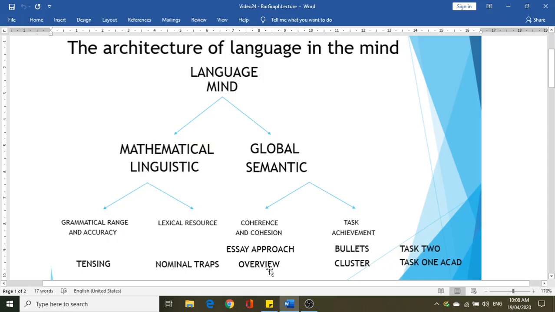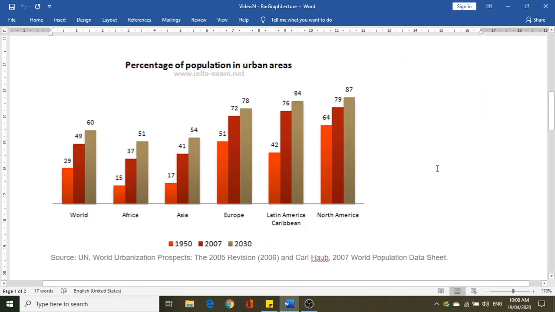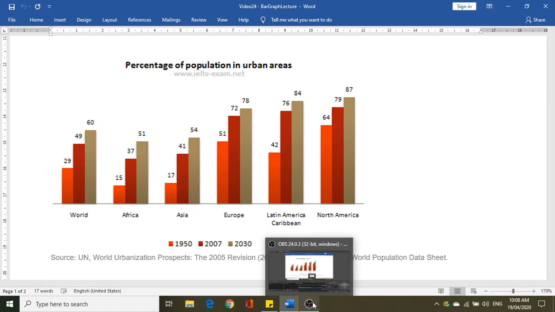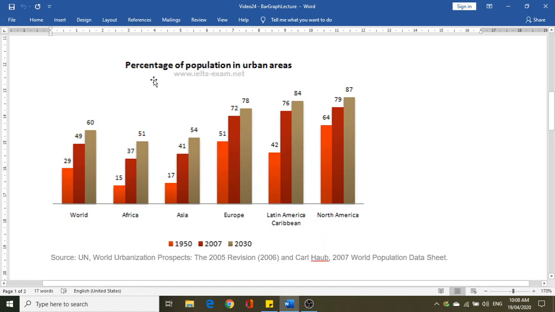So if you miss any one of these four, or if you perform any one of these four attributes wrongly, then that would result in a score under band 7 right away. That would be a 6.5 maximum. So let's see how these four attributes actually work. And what I have here is really quite a complicated bar graph. So what you see in the bar graph are figures, percentages of population in urban areas.